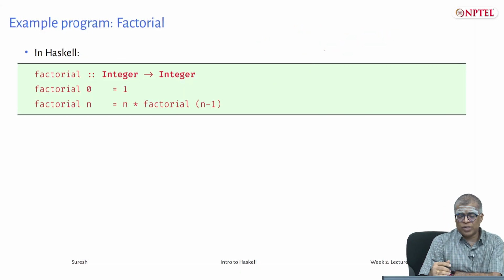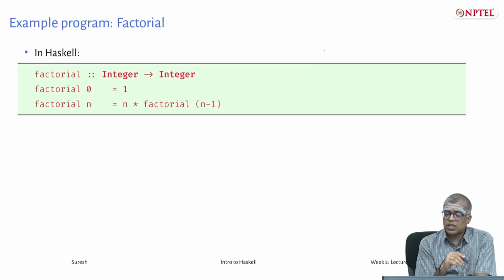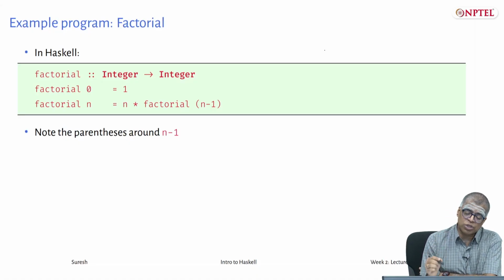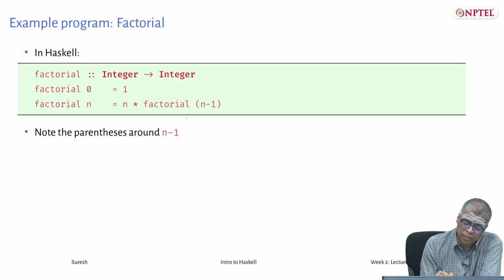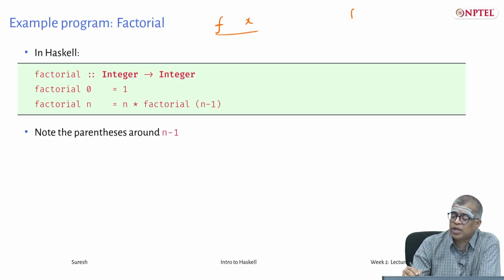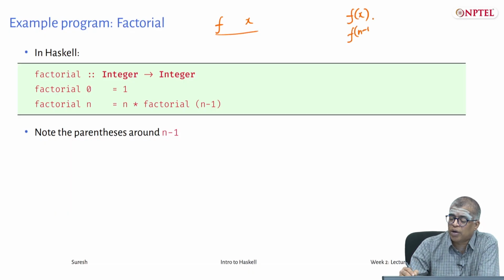Let us get back to the definition. Factorial 0 is 1, factorial n is n times factorial n minus 1. As I have alluded to before, there are two things to notice. Note the parenthesis around n minus 1, right. Recall that in Haskell you will write f, put a space and then write x. In mathematics you would do f applied on x. Of course, in mathematics you would do f applied on n minus 1.